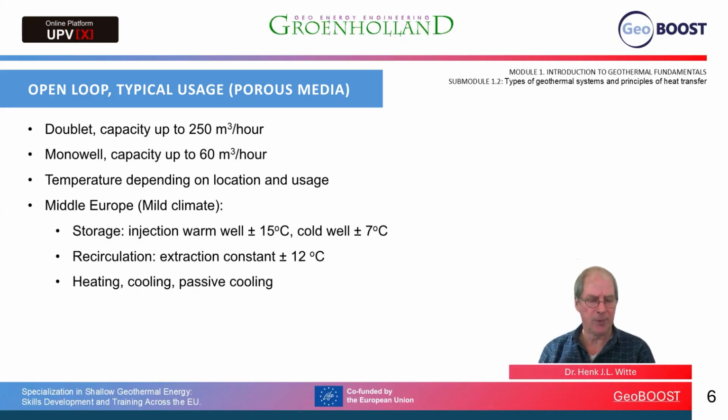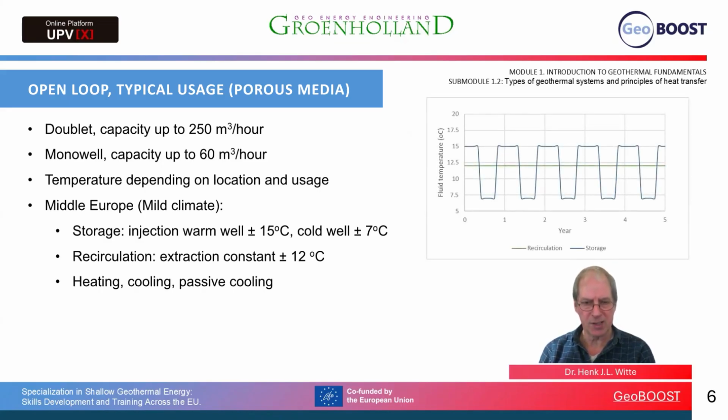In Middle Europe, let's say the Netherlands, we have an average temperature of around 12 degrees in the ground. And then if we look at a graph of a storage system with a warm well and a cold well, which we can see in the graph on the right over the years, we get a kind of block graph where in winter we extract warm water from the warm well to use for heating and re-injecting this at low temperature in the cold well. So we're extracting water at, let's say, 15 degrees and then re-injecting it at around 7.